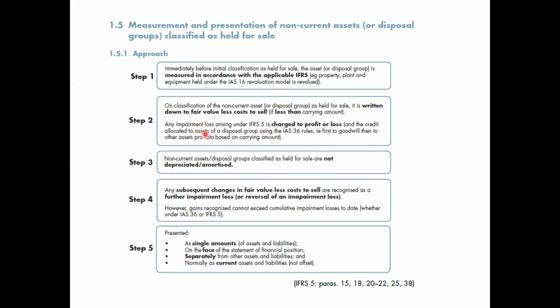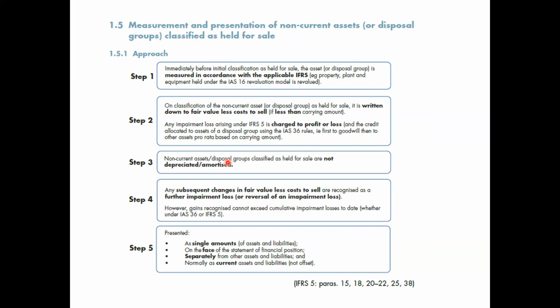So I will not consider impairment if the asset wasn't impaired immediately under its own separate standard. But the moment it becomes IFRS 5 and the fair value less cost to sell is less than the carrying amount, I will then recognize impairment under IFRS 5. The moment it's then a non-current asset held for sale, we will not depreciate or amortize any further. That's very important. The next one is our subsequent changes in fair value less cost to sell will be recognized as a further impairment or reversal of impairment losses. And all of that goes through the statement of profit and loss.